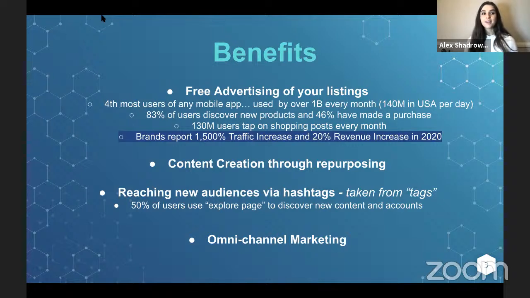And also, I think this is a really key stat. So brands, and I do want all of our community to think of themselves as a brand. As the chief marketing officer here at List Perfectly, you are building your brand. Brands report a 1,500% increase in traffic and a 20% revenue increase for posting their products on Instagram in 2020 alone. That's last year's stat. So this is a really big opportunity.